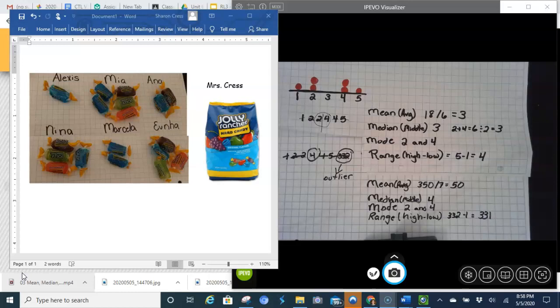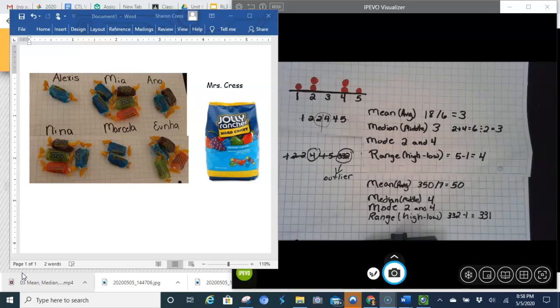So that outlier has a big impact on the mean and the range, because the range tells you how spread out the data is, and when you have one really high or really low number, you're going to spread all of your data out more. You'll learn a little bit more about outliers as you get into statistics in high school. There are some specific formulas for them, but for now, just know that an outlier is a number that's far away from all the other ones.